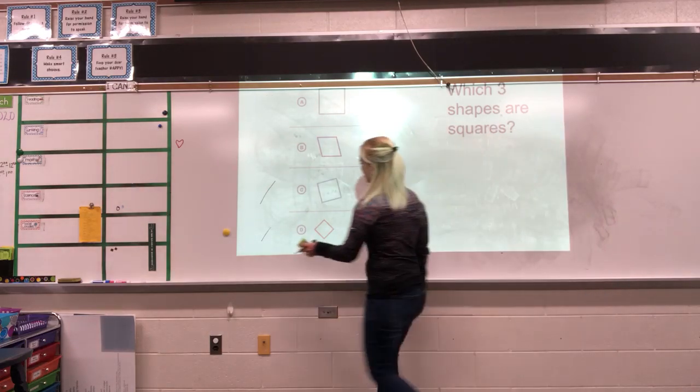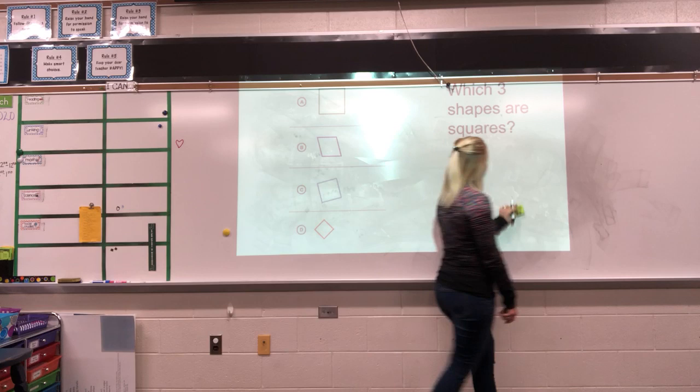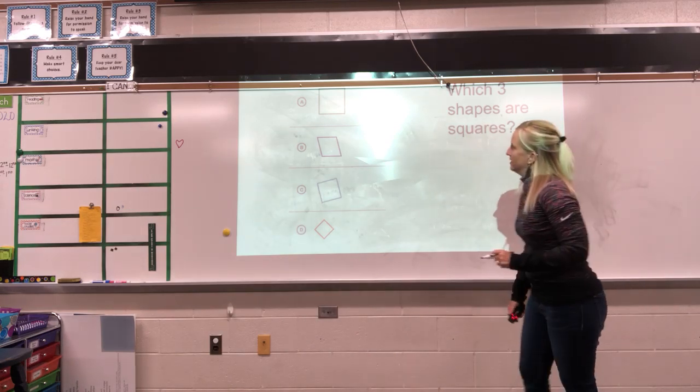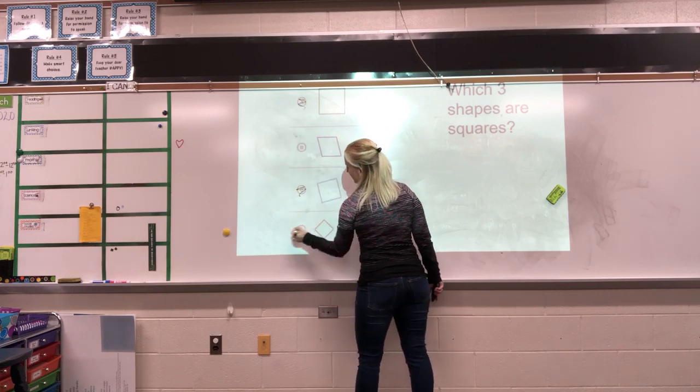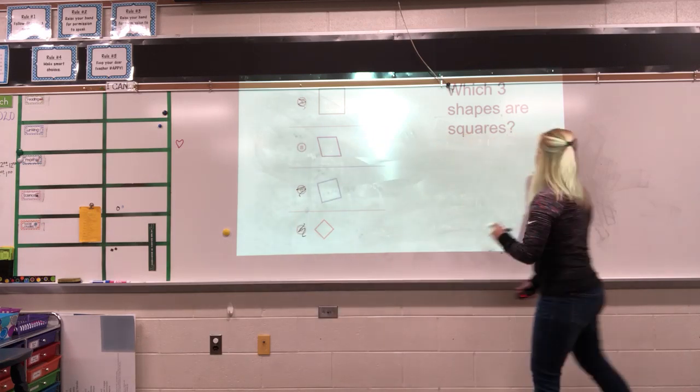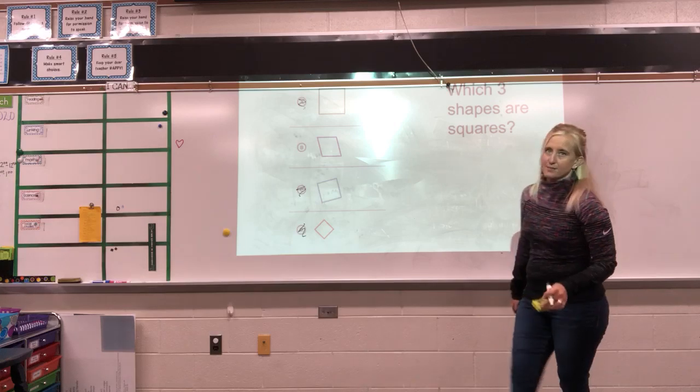Which three shapes are squares? They try to trick us by kind of moving those squares around, okay? But hopefully we can see that A, C, and D are squares because they've got 90-degree angles and all four sides measure the same.